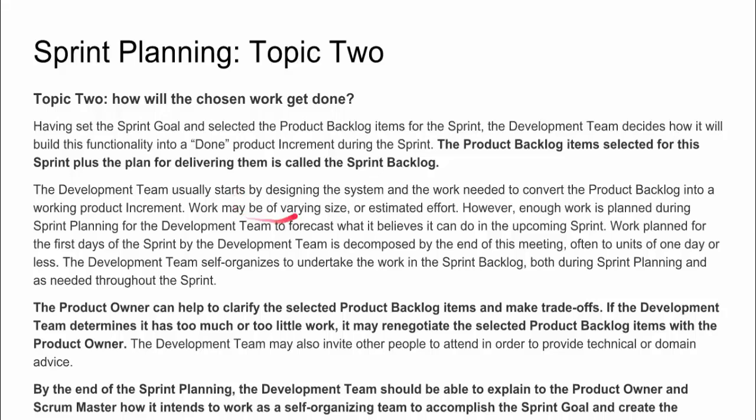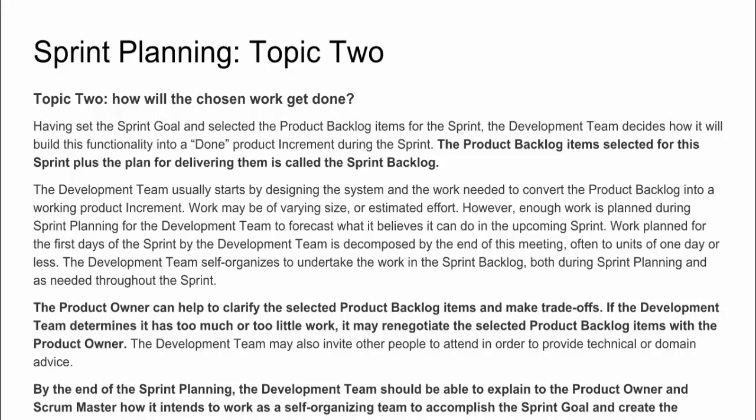Okay, and so the development team typically goes through a set of steps. They have to sometimes estimate the effort. Okay, sometimes they have to forecast what can be done in the upcoming sprint. Okay, typically they will decompose the work that they're doing during the first few days of the sprint down into little tiny tasks or units of work. The development team is self-organizing. So part 2 is primarily about the development team figuring out how it's going to do the work.